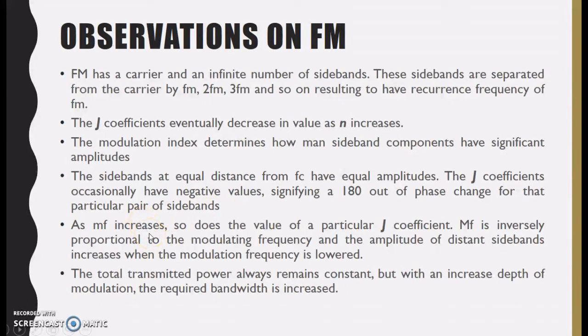As m sub f increases, so does the value of a particular J coefficient. m sub f is inversely proportional to the modulating frequency, and the amplitude of distant sidebands increases when the modulating frequency is lowered. The total transmitted power always remains constant, but with an increased depth of modulation.